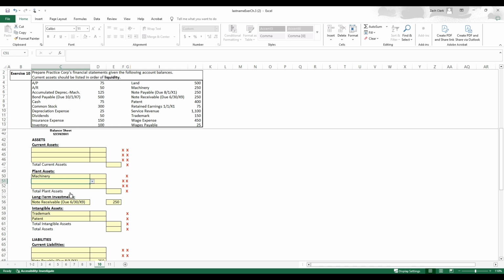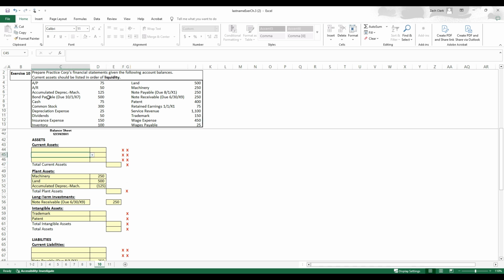Maybe land. I think that falls in. Yeah. So the other land was in land held for speculation. This is just land used in operations. And then we have some accumulated depreciation we want to account for. Remember that shows as negative. Land is never depreciated, so keep that in mind. It will never have a depreciation expense or accumulated depreciation associated with it.